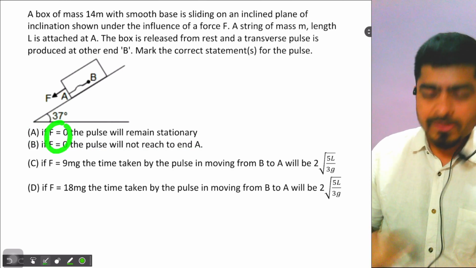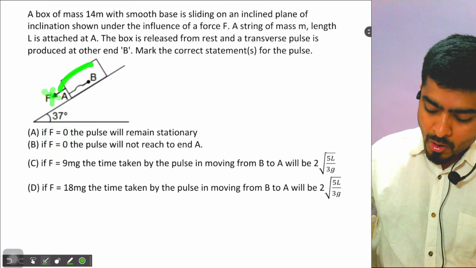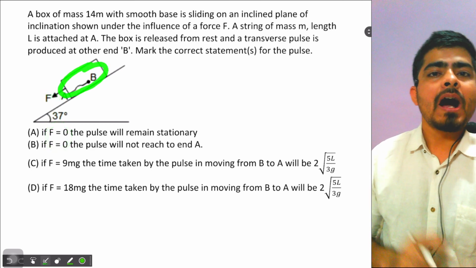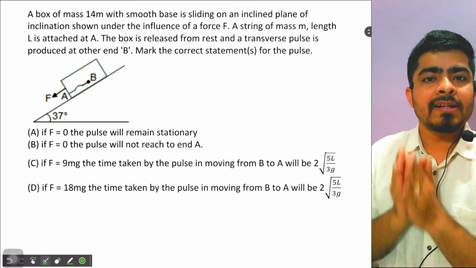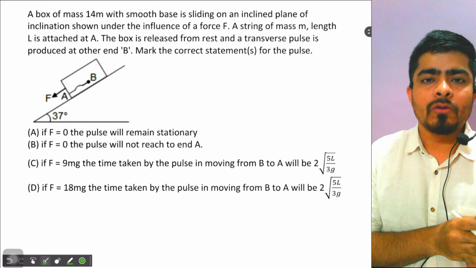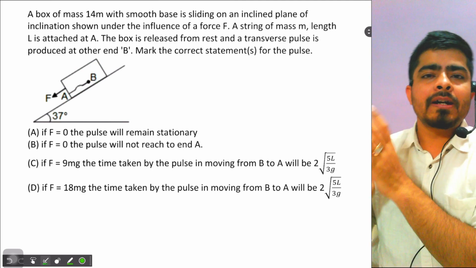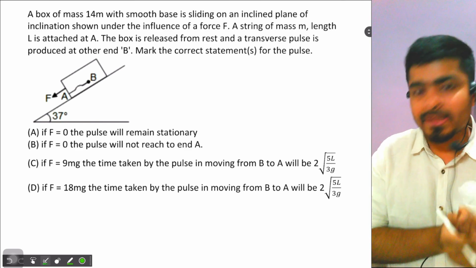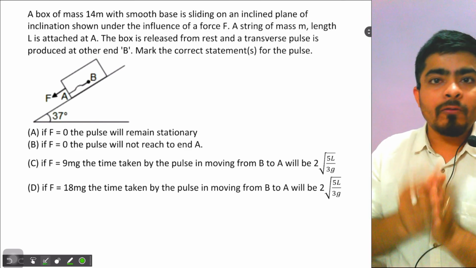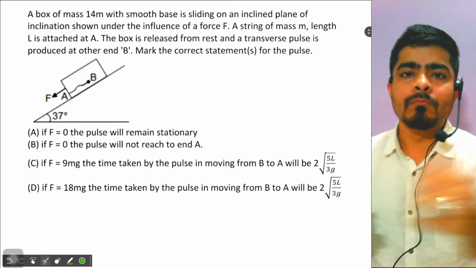If F equal to 0 means what? You are not applying any force, then the box and the rope are falling along the incline under the effect of gravity. They are naturally falling, without any force. A gravitational force is there, but under the effect of gravity they are falling naturally. So it's like a free fall motion.